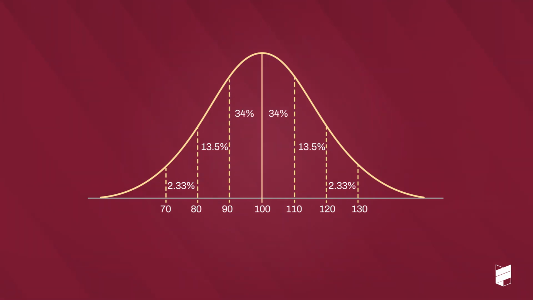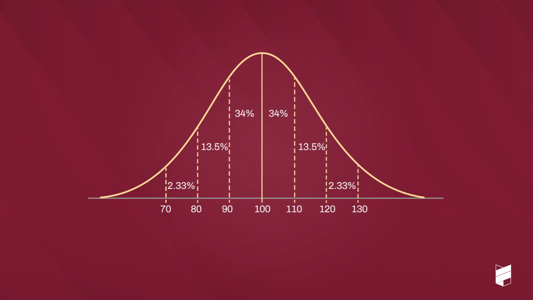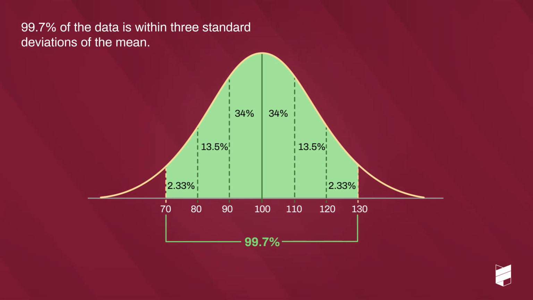The second part tells us that around 95% of the data falls within two standard deviations of the mean. This is a wider range. So continuing with the previous example, around 95% of the data points will be between 80 and 120. The third part of the rule says that approximately 99.7% of the data is within three standard deviations of the mean. It is an even wider range. So following our example, about 99.7% of the data points will be between 70 and 130.